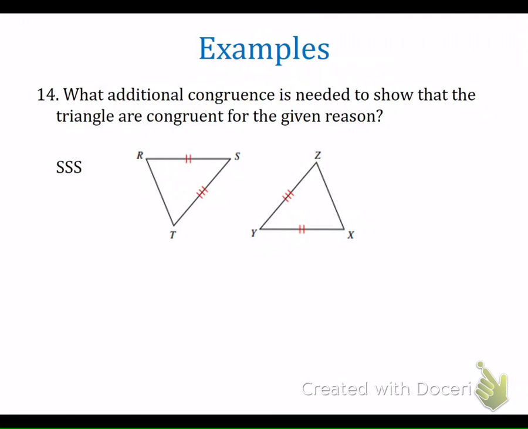Number 14. What additional congruence is needed if I want to use, this time, SSS? RT would need to be congruent to XZ. Careful with the order here. Remember, order matters when you're talking about the segments that are congruent. See how R is next to the segment that has the 2 tick marks, and then I went to the T, which was next to 3. So you have to start at the one that was next to the 2 and go to the 3. You have to be in the same order.